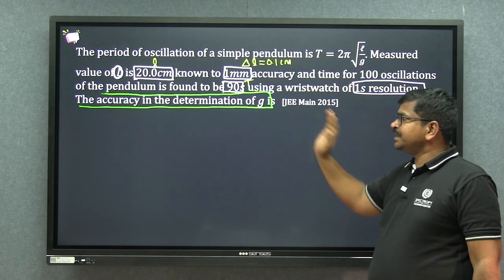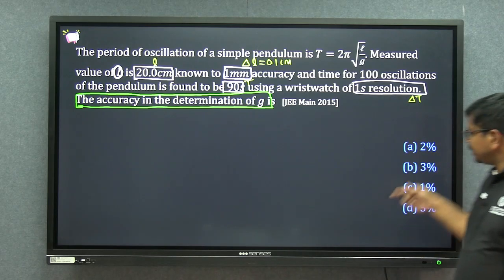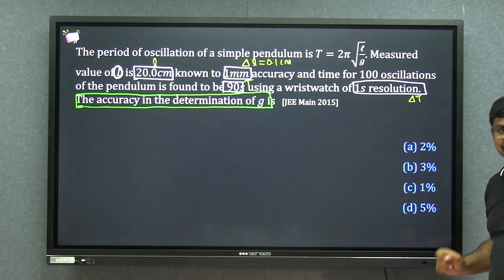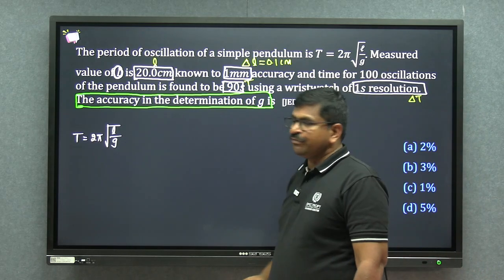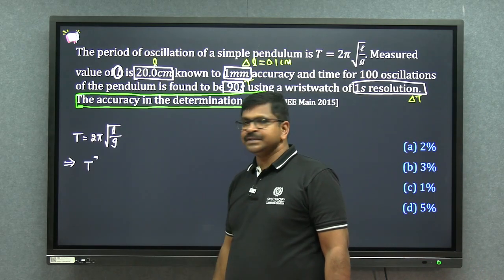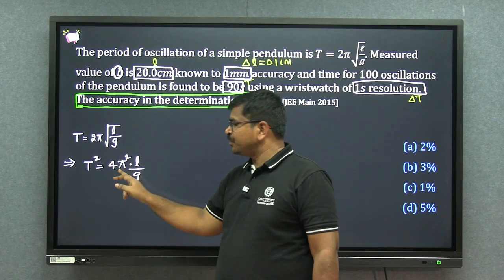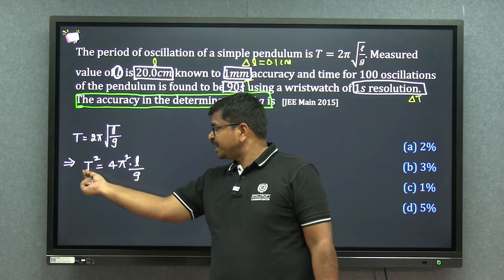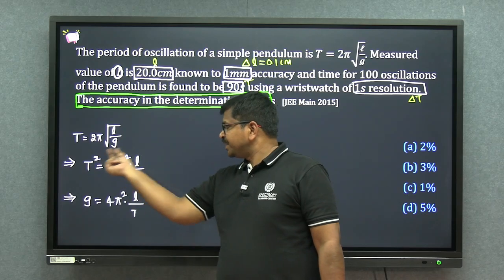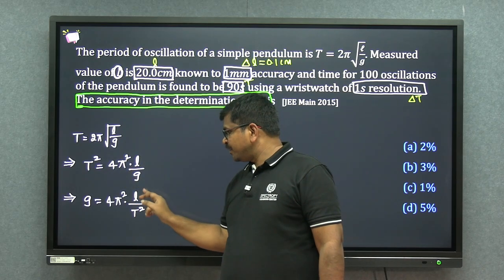The question is accuracy in the determination of g, which, as per the options we can understand, is percentage error in g. Now, what is the expression given? T equals 2 pi square root of L by g. From this, square on both sides, you will get t square equals 4 pi square L by g. And we want g as the subject, so g is taken to the left-hand side and t square to the right-hand side: g equals 4 pi square L by t square.